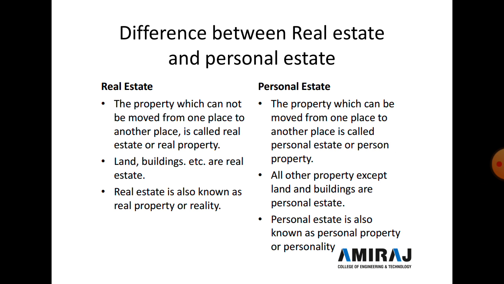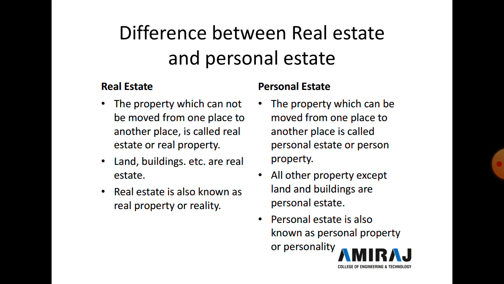Now we start the difference between real estate and personal estate. What is real estate? The property which cannot be moved from one place to another place is called real estate or real property. Now what is personal estate? The property which can be moved from one place to another place is called personal estate or personal property. For example, land and building, etc., are real estate.